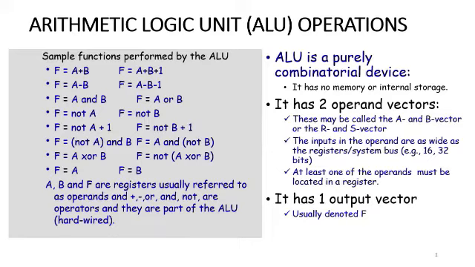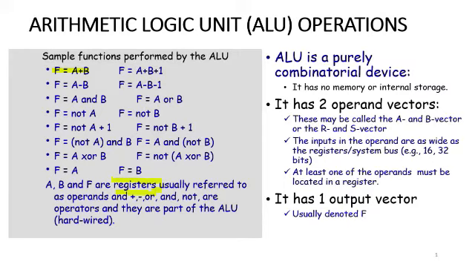For example, here we have f equals a plus b. F equals a plus b is a kind of operation, where f here is the output and a and b are bitwise or binary numbers. So these are various kinds of operations that could take place in the arithmetic logic unit. A, B, and F are registers.